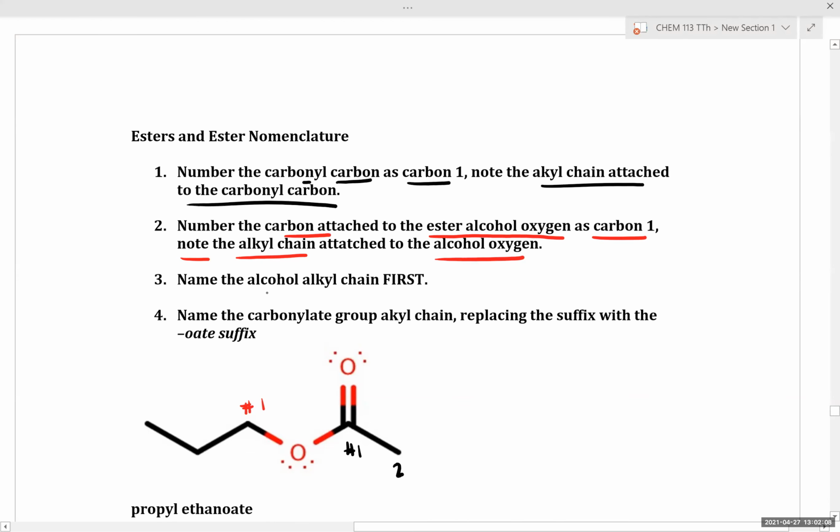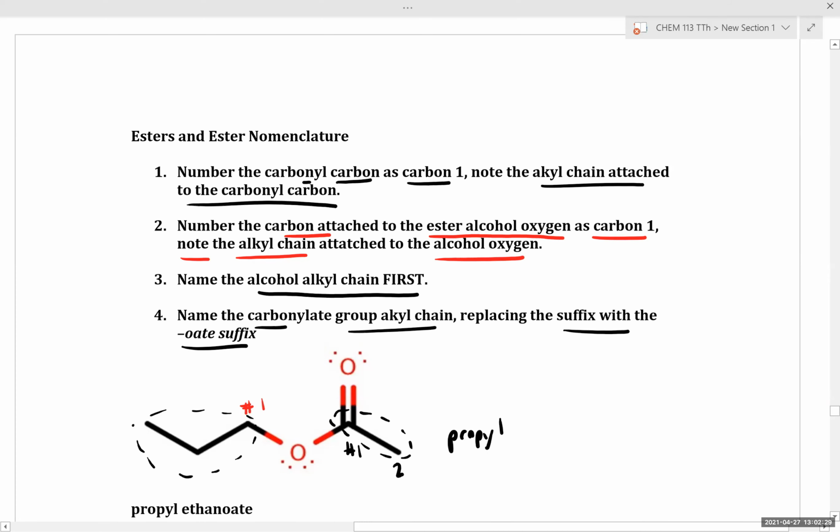We then name the alcohol alkyl chain first. Then you name the carbonyl group alkyl chain, replacing the suffix with the -oate suffix. Okay, so we have a propyl group, so we'd name this as propyl. And then we have an ethane chain, so we'd name this as propyl ethanoate. So ethane turns into ethanoate.